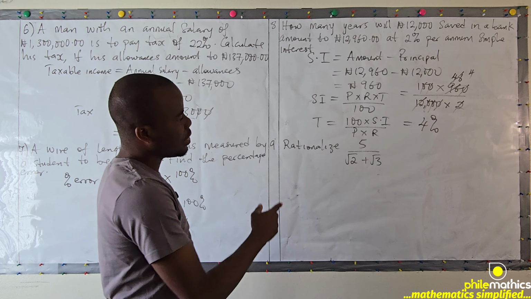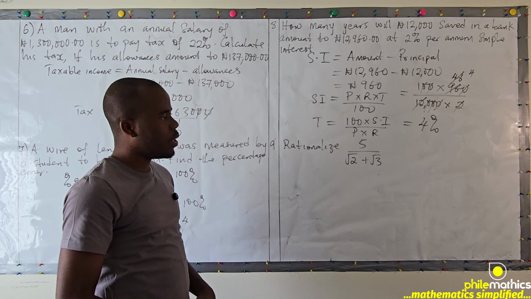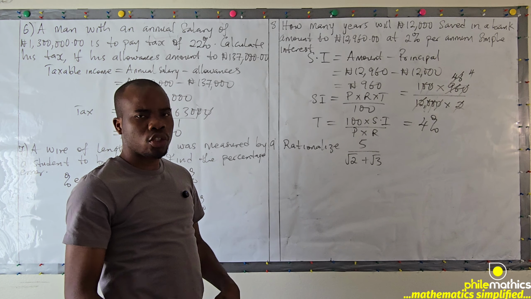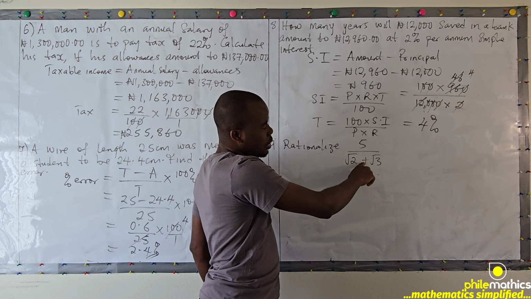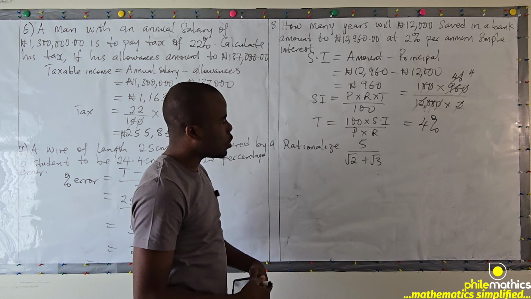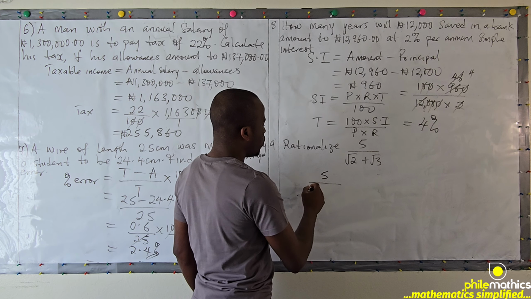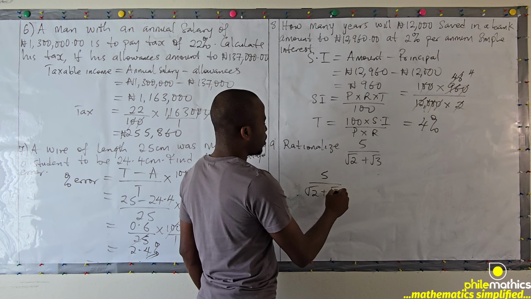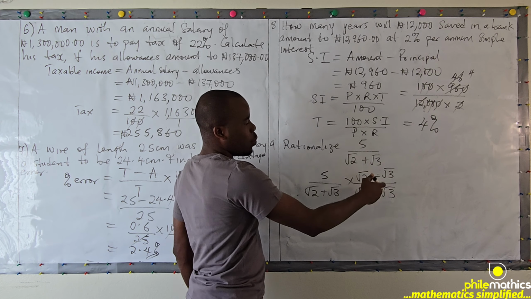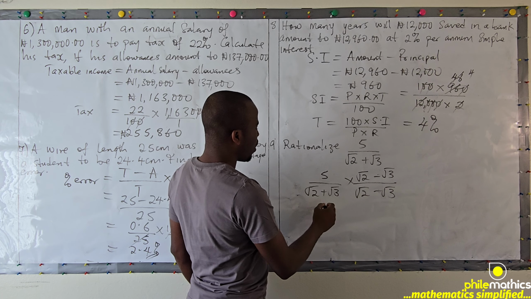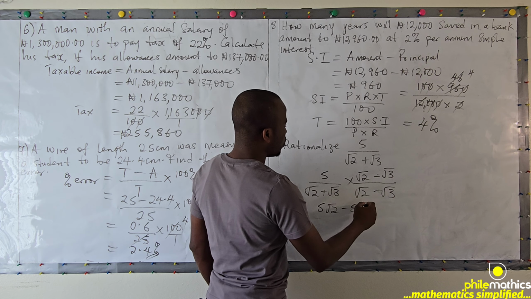Question 9 says rationalize 5 over root 2 plus root 3. And how we rationalize is simply multiplying the numerator and the denominator by the conjugate of the denominator. And by conjugate, it simply means changing the plus in between to minus. So this will give us 5 over root 2 plus root 3 times the conjugate, root 2 minus root 3 over root 2 minus root 3. We just multiplied by 1 because this is simply 1. So if we multiply, we'll get 5 root 2 minus 5 root 3.